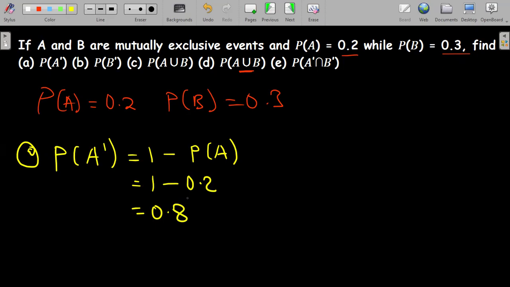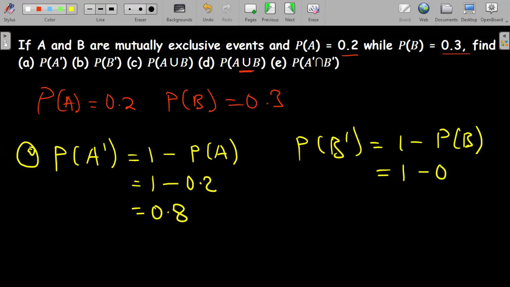Okay, and then the next one, we still use the same property. The probability of B complement will just be equal to 1 minus the probability of what? B. So this is going to be 1 minus the probability of B, which is 0.3. So this is going to be 0.7. Right, so here we've just used the complement rule, or the complement property, in order to find the probability of A complement and B complement.